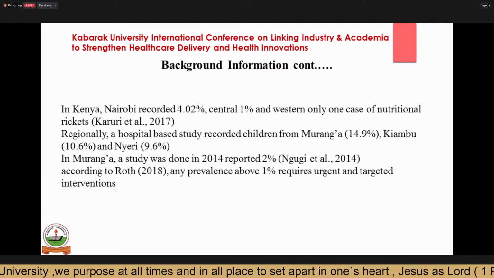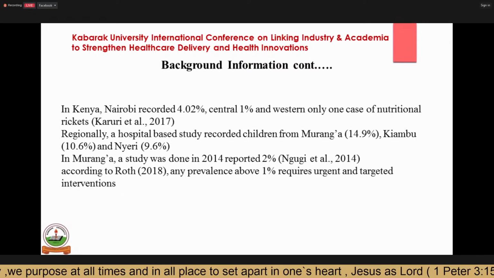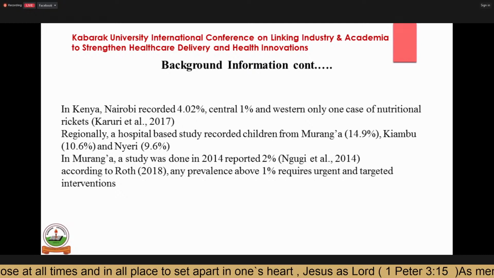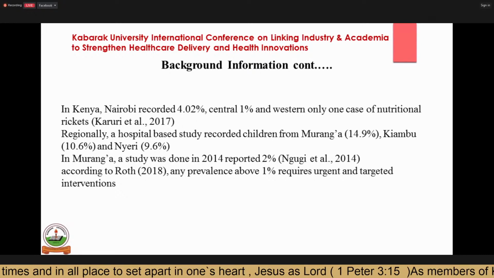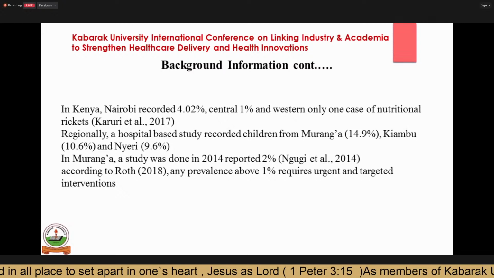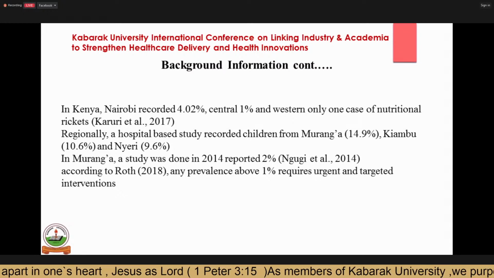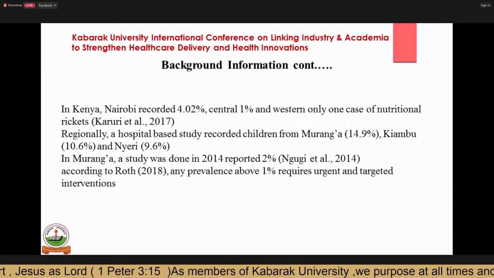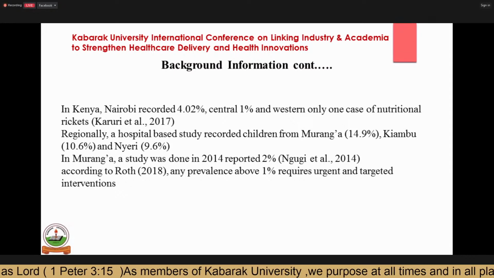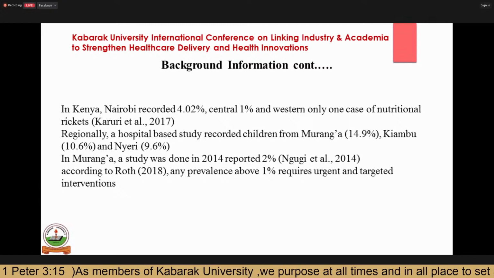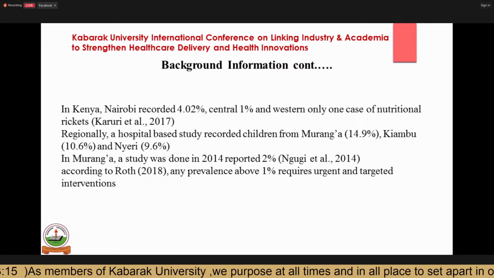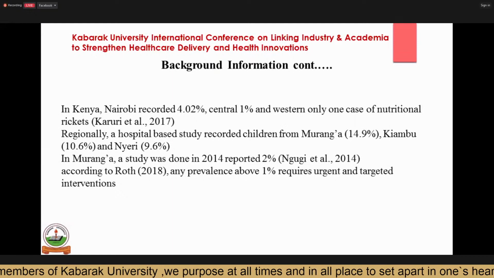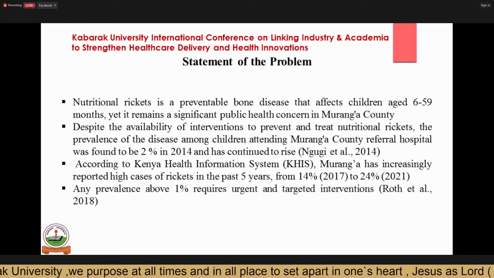Cases coming from Kiambu in Waranga side, reported 2%. According to law 18, any preferences power intervention.